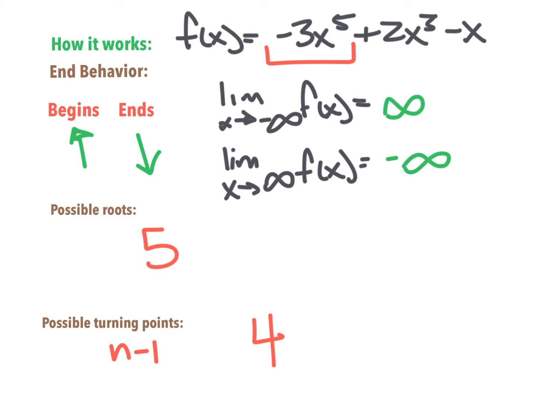All right, and before we go on, I want you to remember that this is possible number of roots and possible number of turning points. This does not mean that it definitely has 5 x-intercepts. It just has a maximum of 5 x-intercepts.